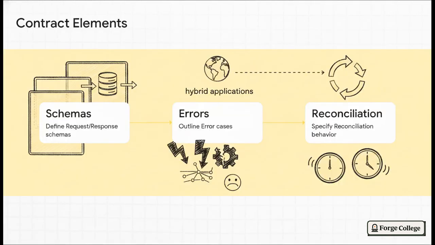Every single API that touches hybrid logic needs three distinct elements documented. 1. Define request and response schemas, so the data shape is 100% predictable. 2. Outline error cases, because let's face it, things will go wrong, like upstream RPC errors. And 3. Specify reconciliation behavior. That last one, it is absolutely huge.